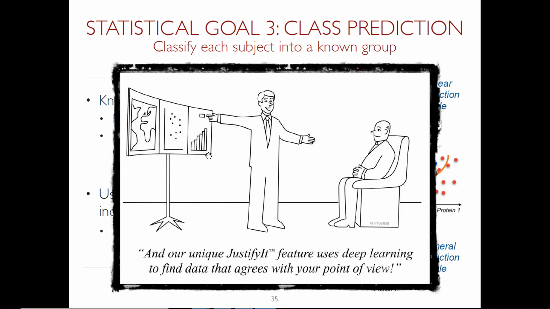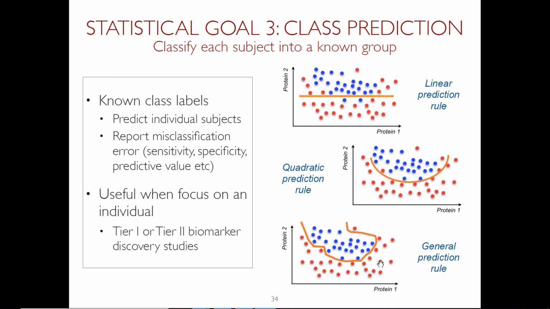Okay, but again, these methods are also not the end all. If you have heard of deep learning, deep learning will be one class of these methods. And you can also use deep learning to find data that agrees with your point of view. This will be the type of situation where we essentially accommodate our data just to show what we want.